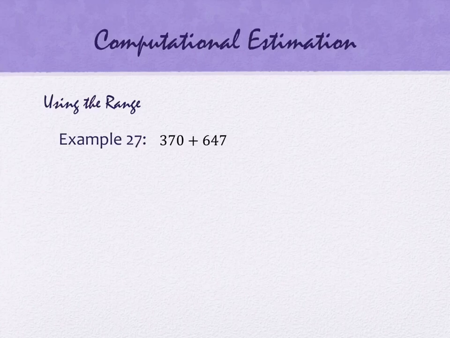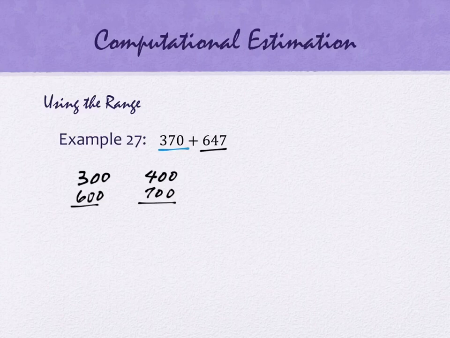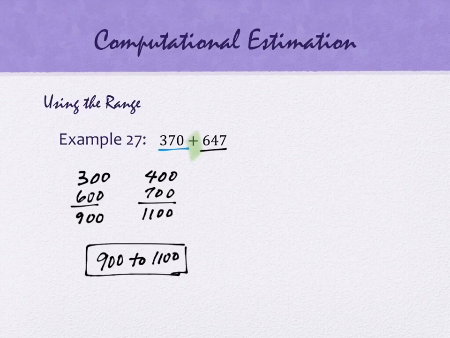So what the range does is the range says, oh, look, 370. Well, 370 is between 300 and 400. 647. Well, that's between 600 and 700. And it adds those two results together because this one said addition, right? I'm adding. 300 plus 600 is 900. 400 plus 700 is 1,100. So the range is 900 to 1,100. So it does a round down on one half, it does a round up on the other half, and it says, hey, the answer is going to be between those values. And that's all it is for range.